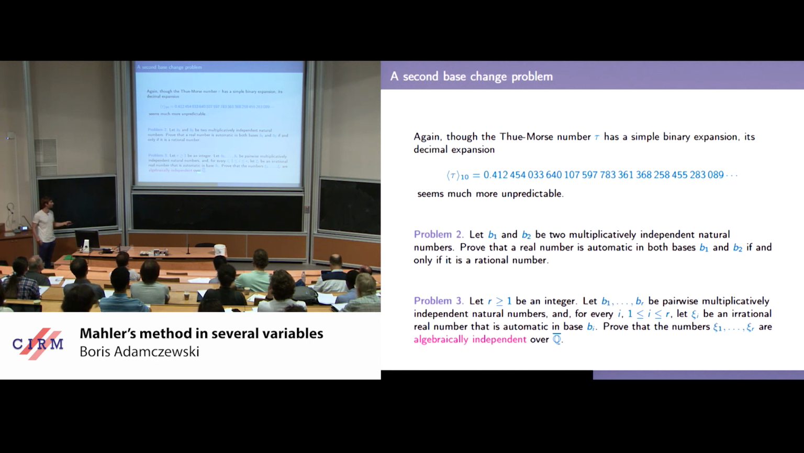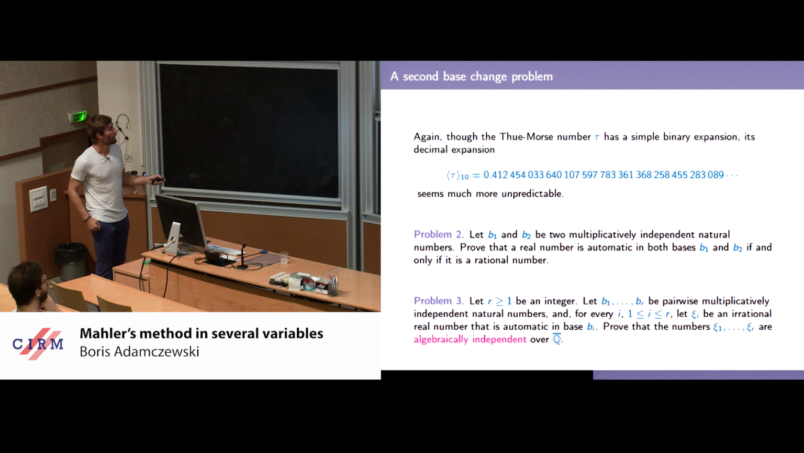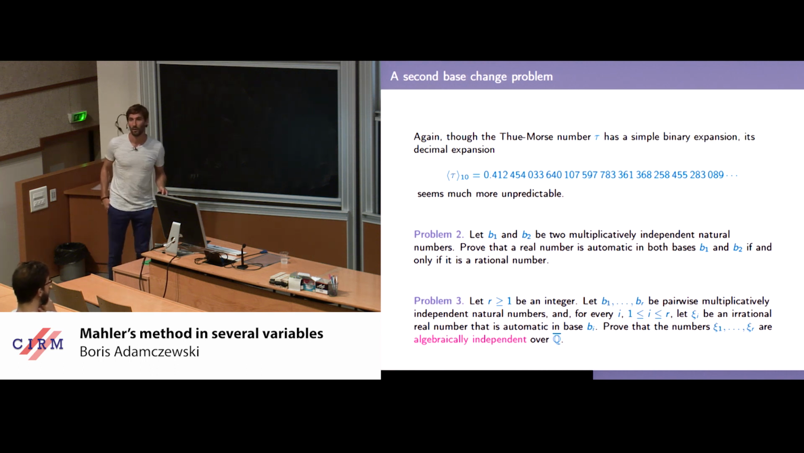So the Q bar means the field of algebraic numbers. So we do not expect any relation between automatic numbers in different bases. So which means that these Thue-Morse numbers in base 10, not only is it not 10-automatic, so it is not automatic in base 10, but it is really far from being so, because it should be algebraically independent from any automatic numbers in base 10. So again, this problem is only solved for r equal 1.